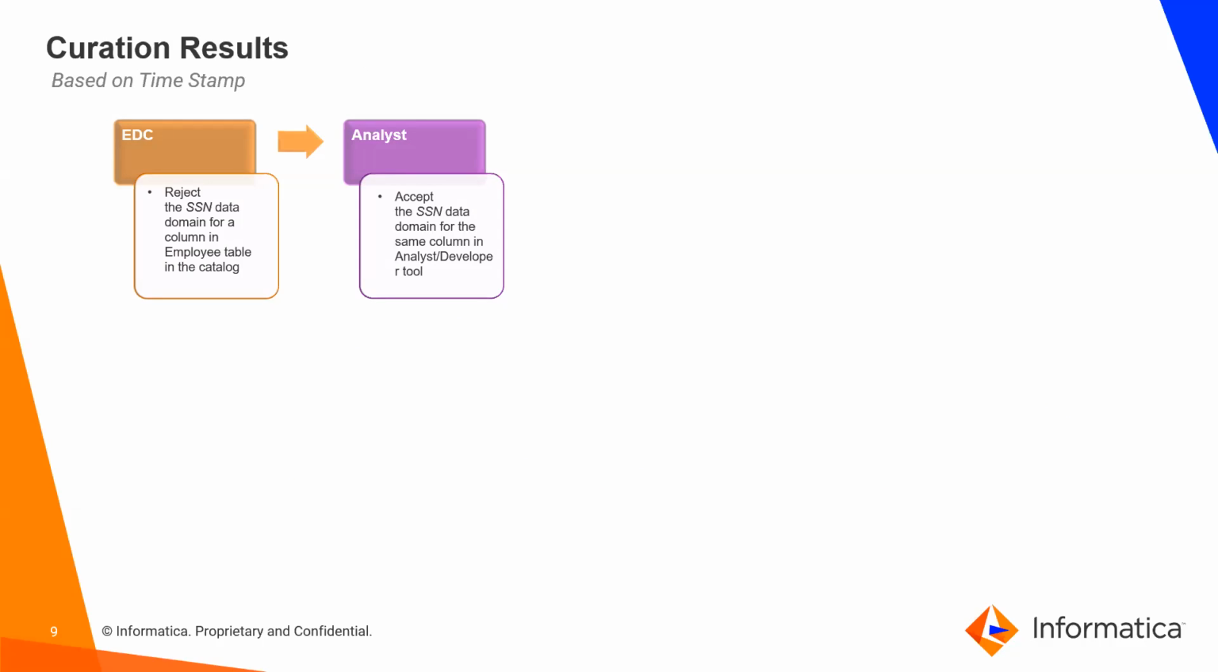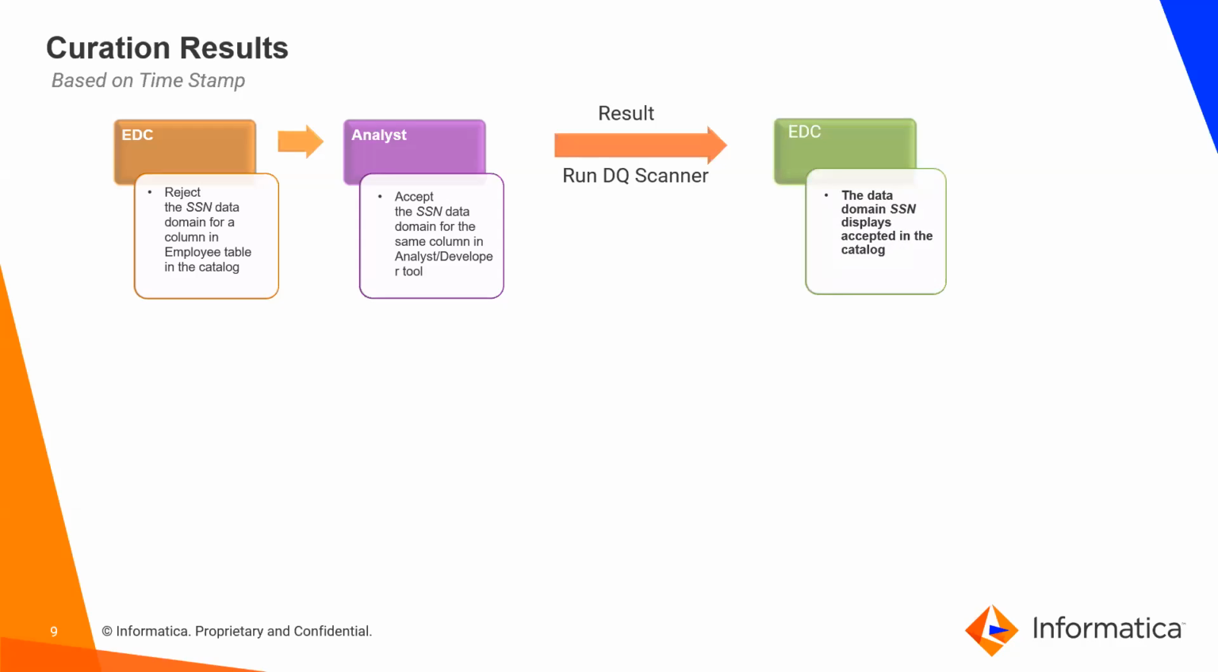So this is the next process. After some time you have done curation in the Analyst. After that, when you run a DQ scanner, the result would be in EDC. What it does is, based on the timestamp, it compares. Now the Analyst takes the higher priority. So the data domain SSN displays as accepted based on the conformance score. It shows as accepted in the catalog. So this is one example of the curation results based on the timestamp.